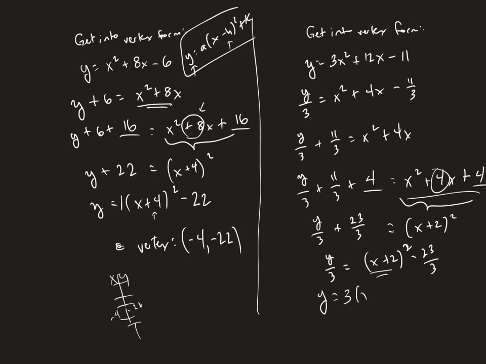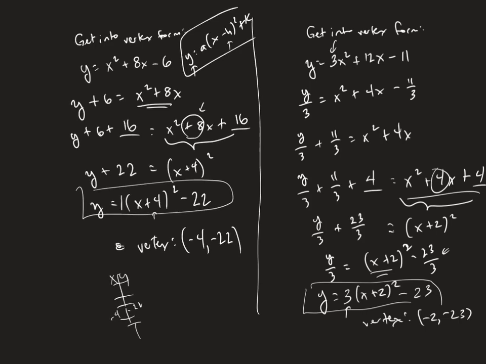So it sits outside. And there's my a value. It's the same as the a I started with. And then I also have to remember to multiply this by 3 as well. So that would be negative 69 over 3, which is negative 23. So my vertex here would be negative 2, negative 23. So that is how you use completing the square to get a general quadratic function into vertex form.